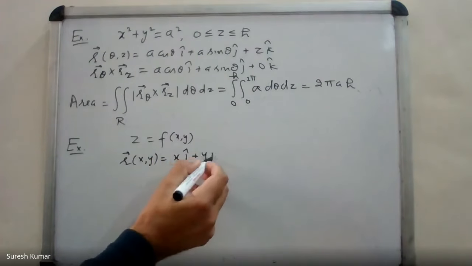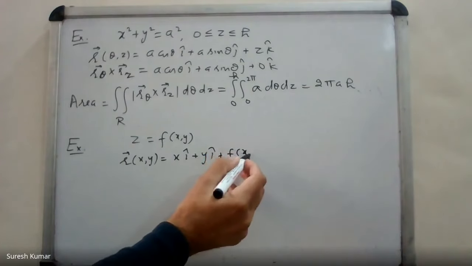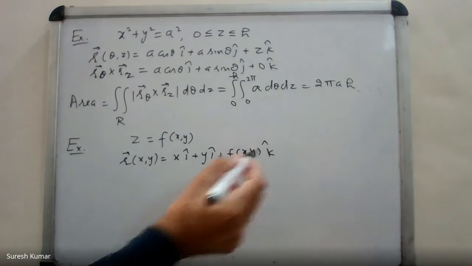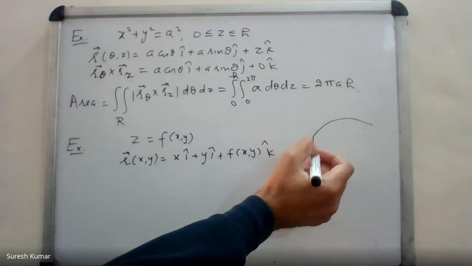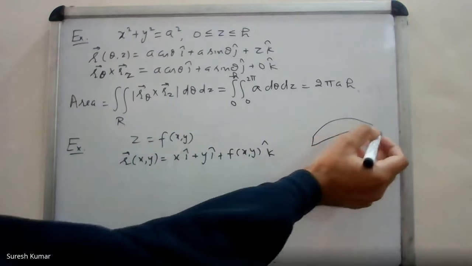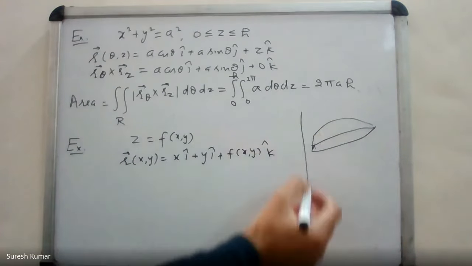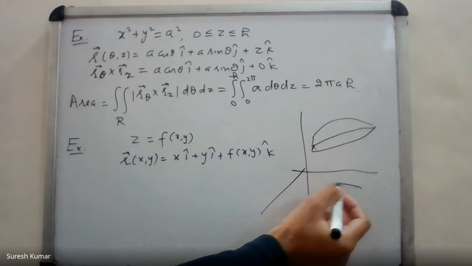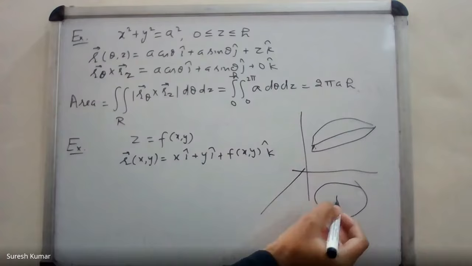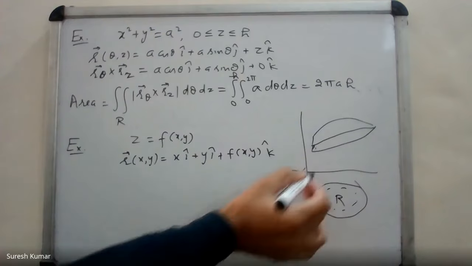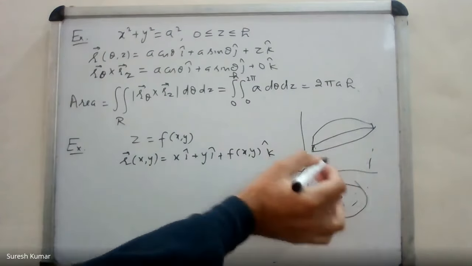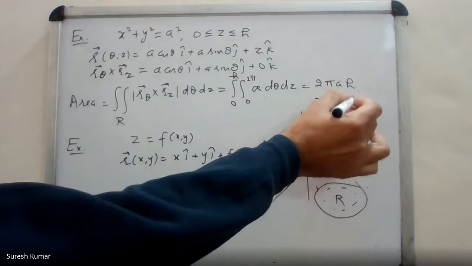xi cap plus yj cap plus f(x,y) k cap. This also I told you in the previous lecture. What is the domain of (x,y)? Project this surface in the xy plane. Suppose this is the given surface. If the surface is given in this format, then such a surface can always be projected in the xy plane. Suppose this is the projected region. So you have to see the limits of R from this plane region. It is the projection of this surface. Okay, this surface is z equal to f(x,y).